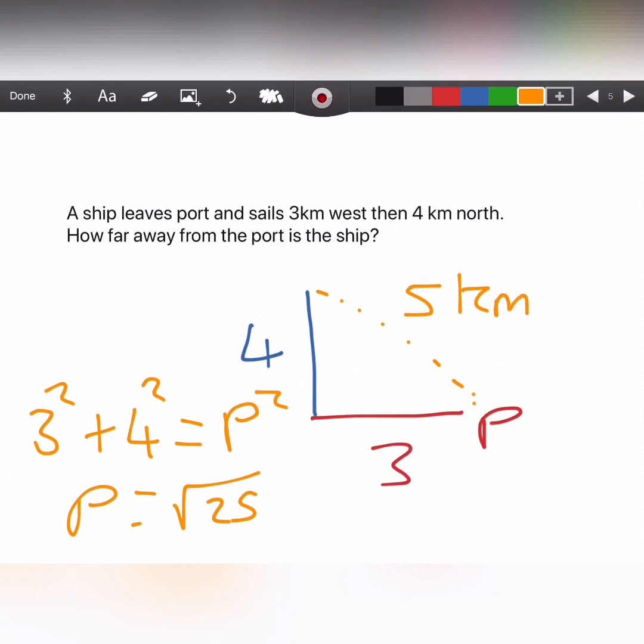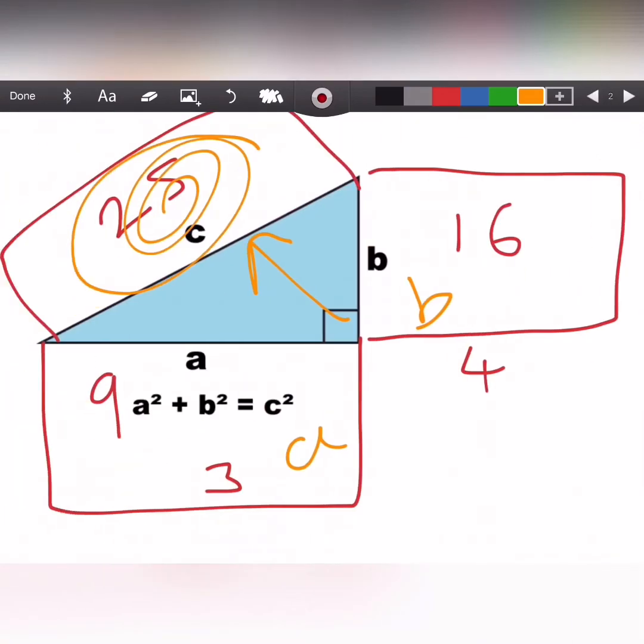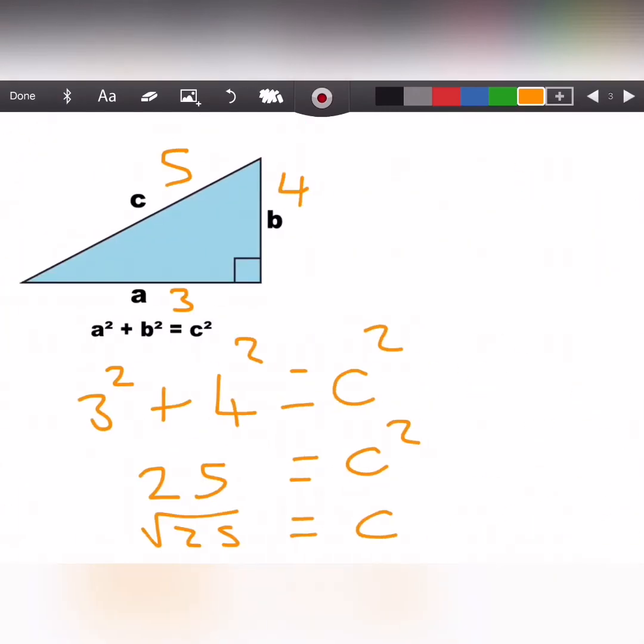So that's our quick tutorial today on using Pythagoras' theorem. All we have to remember is a squared plus b squared equals c squared, substituting the numbers we have on the triangle, and use our algebra skills to work it out.